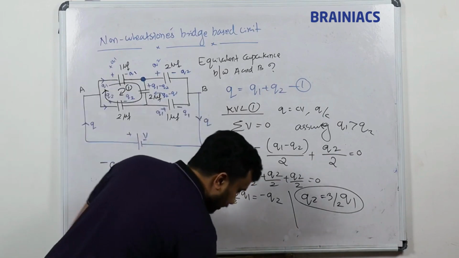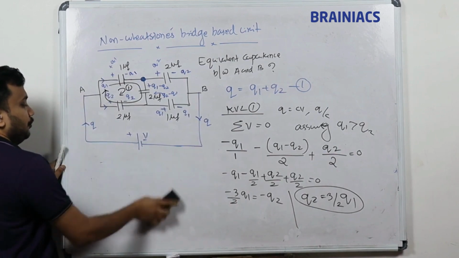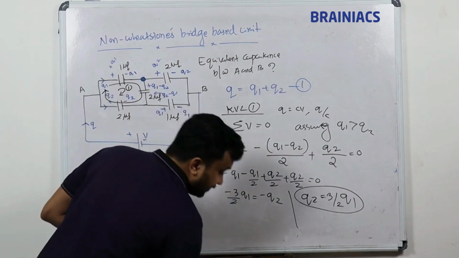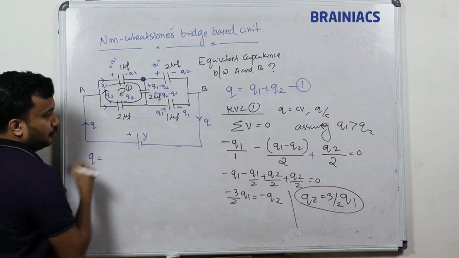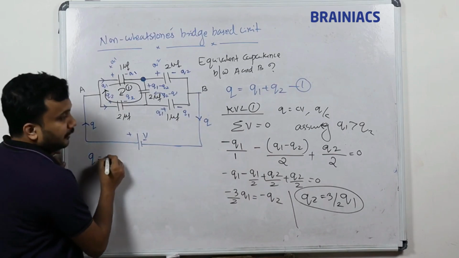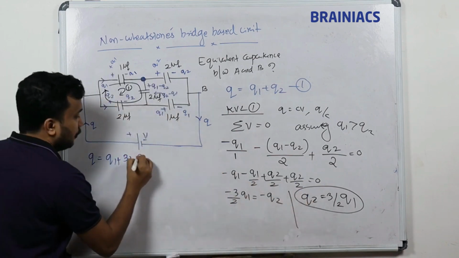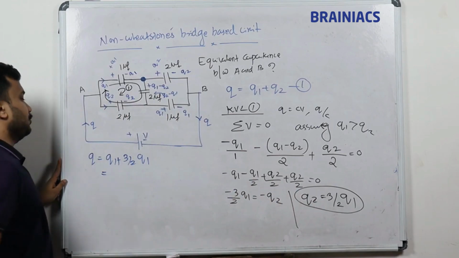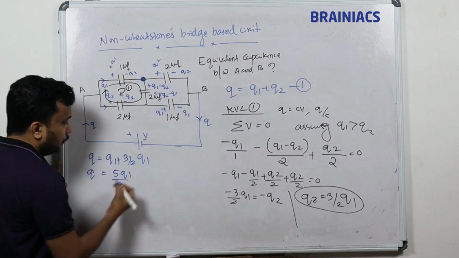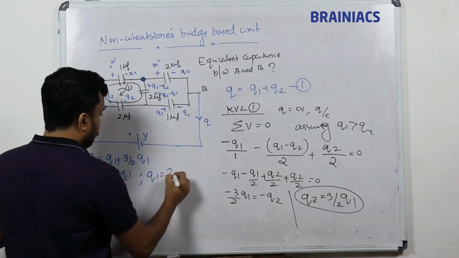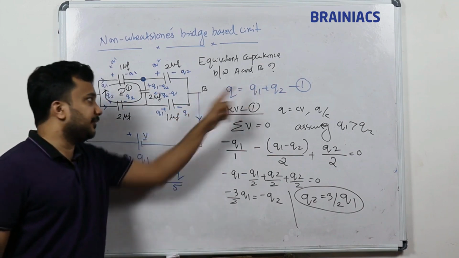Now I am clearing the board. Listen carefully. Now I am substituting. I know Q is equal to Q1 plus Q2, and Q2 is 3 by 2 times Q1. Adding these, 2 plus 3, we get 5 Q1 by 2. So I can say Q1 equal to 2Q by 5.